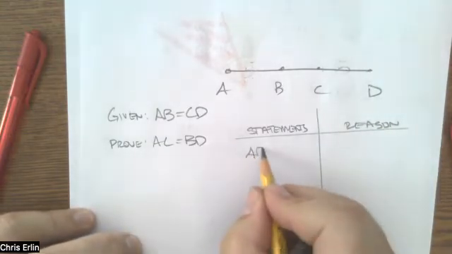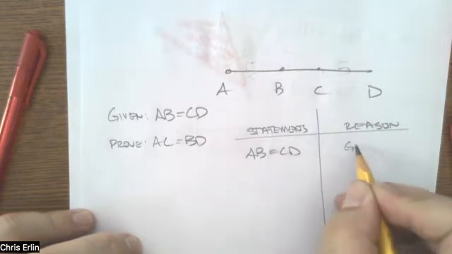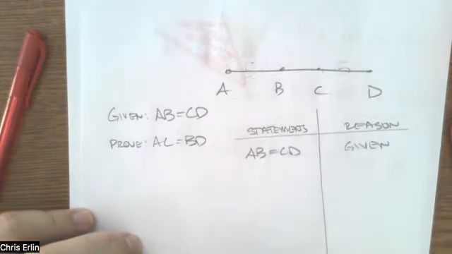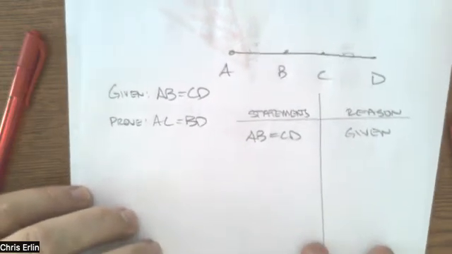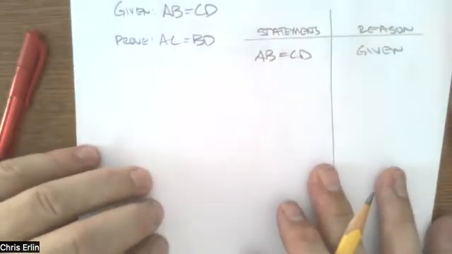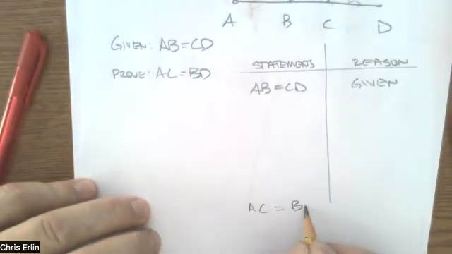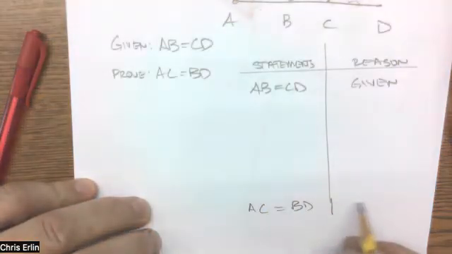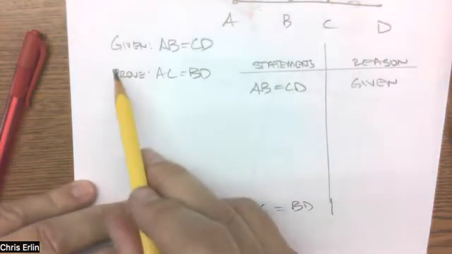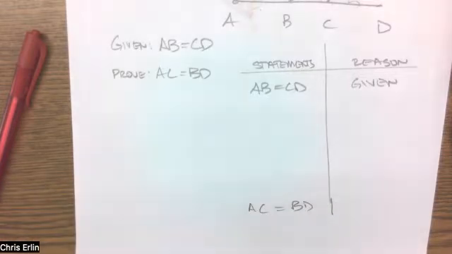The given. Good. AB equals CD. And my reason is given. And I don't know how far down it is, but what's my last statement going to be? Good. AC equals BD. And I don't know what the reason is here yet. We'll have to find that. I guarantee you it's not the word prove. It'll never be the word prove.